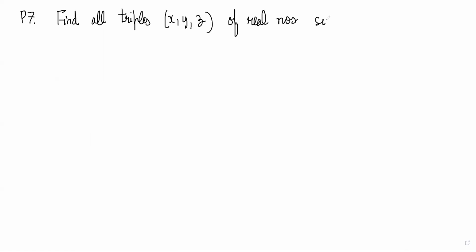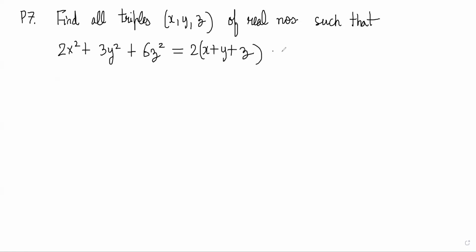So problem 7, I had already stated yesterday. This question says, find all triples XYZ of real numbers such that 2x square plus 3y square plus 6z square is equal to 2 times x plus y plus z minus 1.